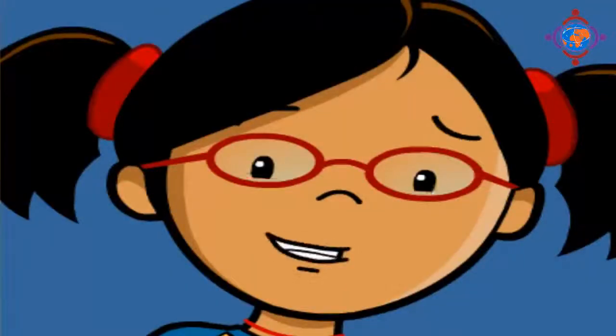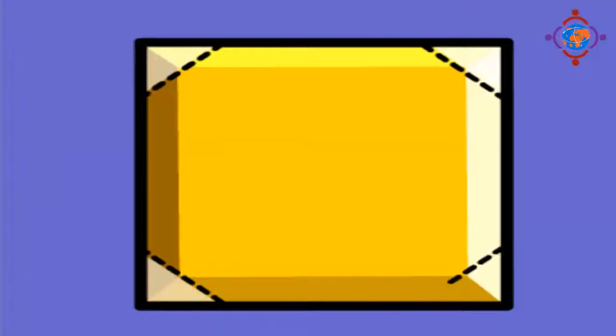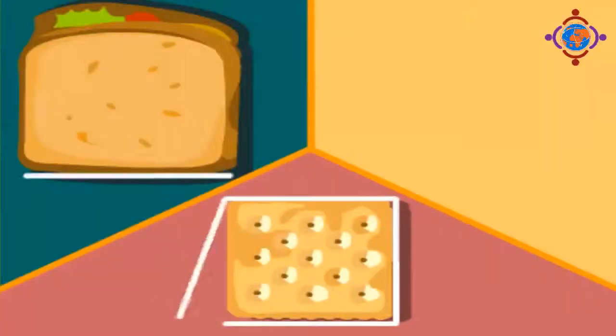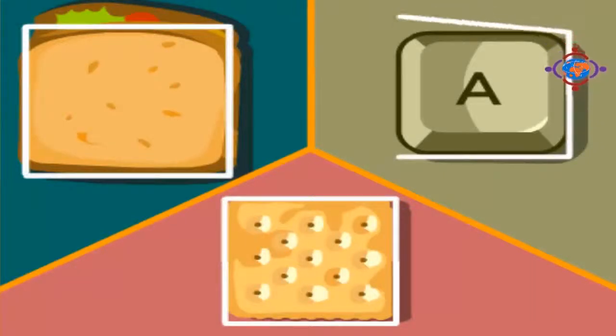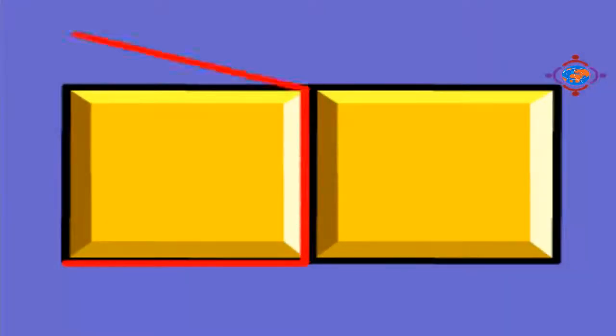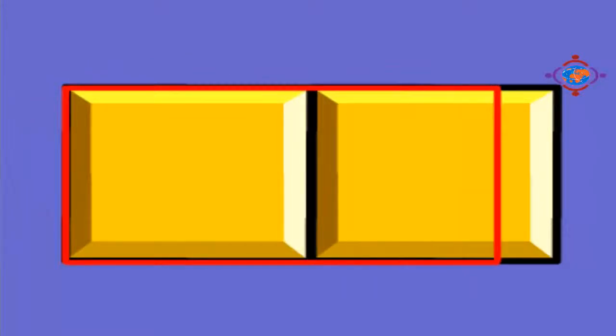What is a square? A square has 4 corners and 4 straight sides that are connected. Each side is the same length. Crackers, a sandwich, and keys on a computer can all be squares. You're right, Moby. That shape looks a bit different from a square.